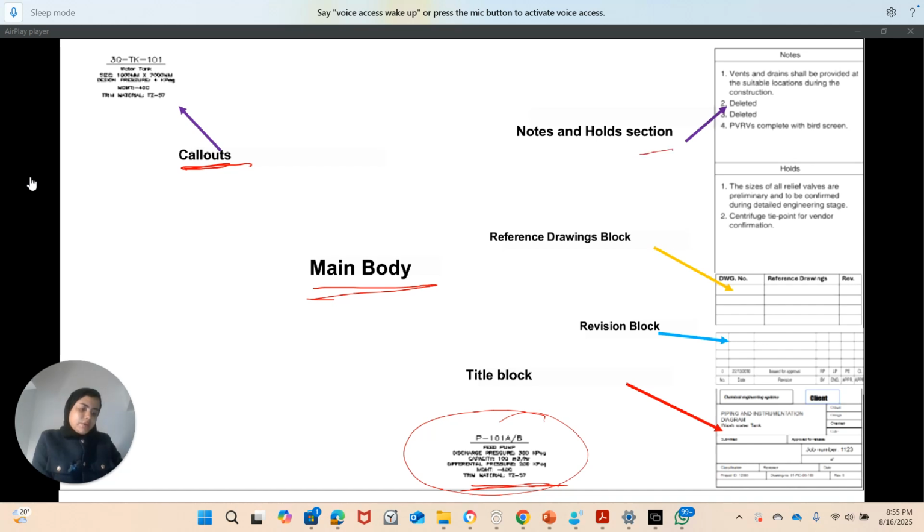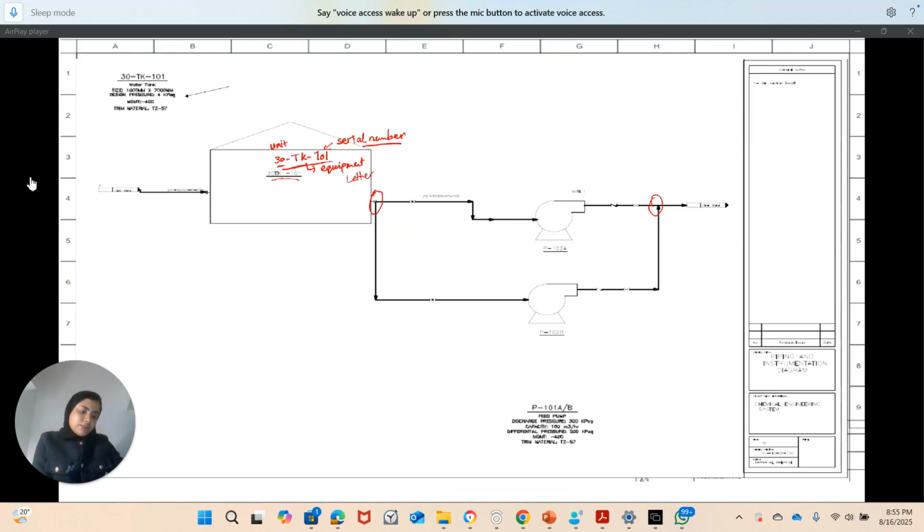Another thing is that you also have the notes and hold section here. You have the reference drawing. The reference drawing is basically a drawing that shows all of the documents that you should read before you look into this specific sheet of the P&ID. So it's good to have it while you are reading that specific sheet. Also you have the revision block and the title block, and we will look into those in greater detail. So now let's go back to this diagram.